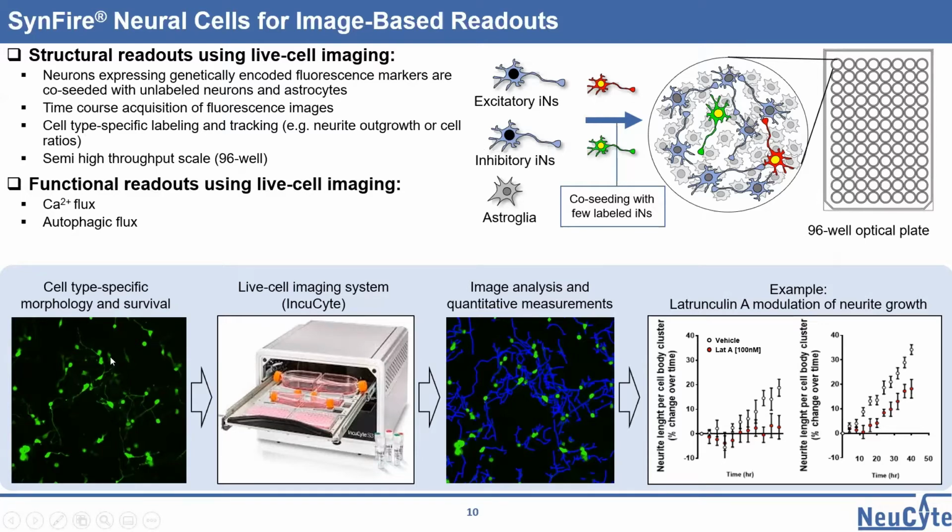Here is an application for live cell imaging, where we have excitatory and inhibitory cells in separate channels, tracked over time under the chemical challenge of latrunculin A, a compound that disrupts actin polymerization and therefore affects the cytoskeleton. In both cell types, we can separately track different degrees of effects on neurite outgrowth. So this is just one example of a live cell imaging assay, which is more of a confirmation assay, not really high throughput.